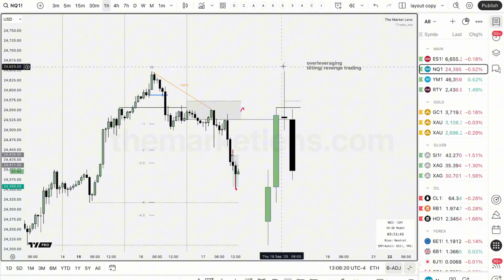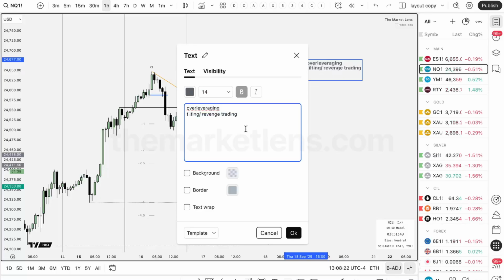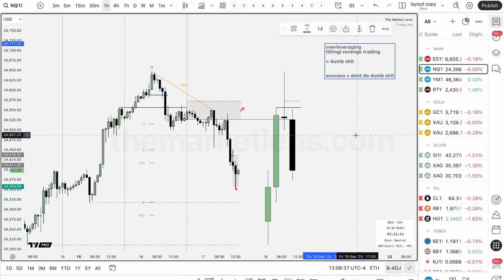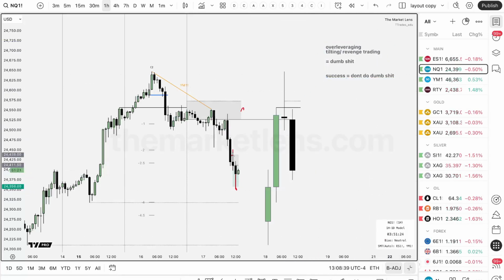So this is the way I put it: what are these equal to? It's probably called dumb shit. So how do you succeed? Don't do dumb shit. It's a pretty good way to look at it.